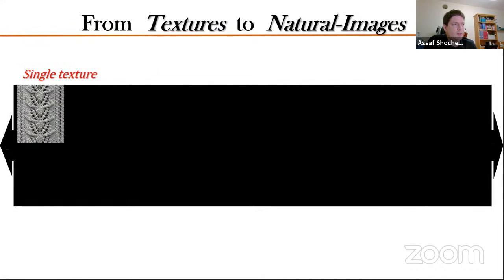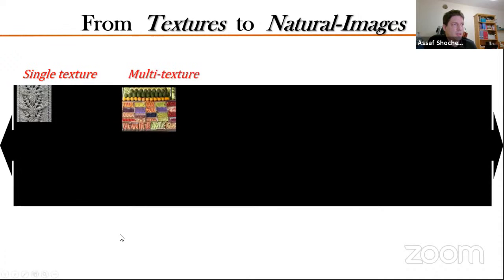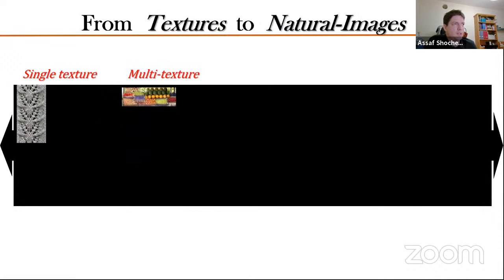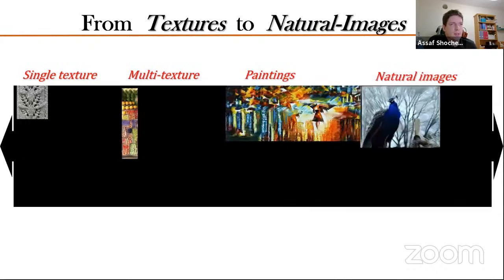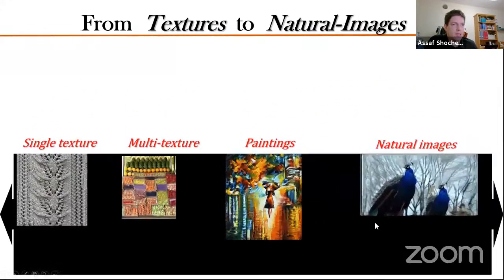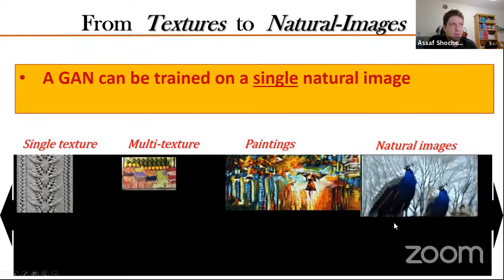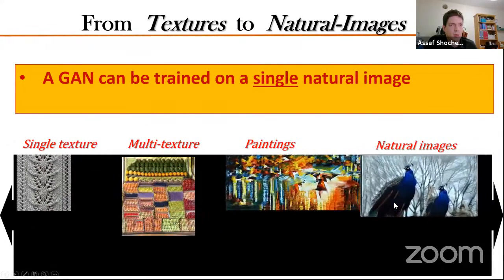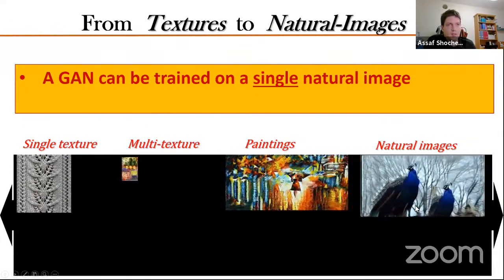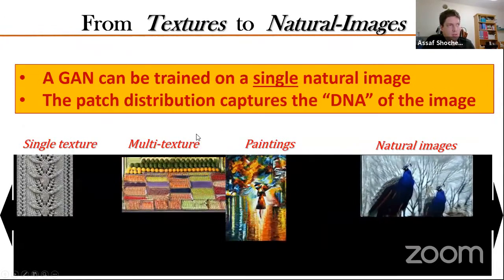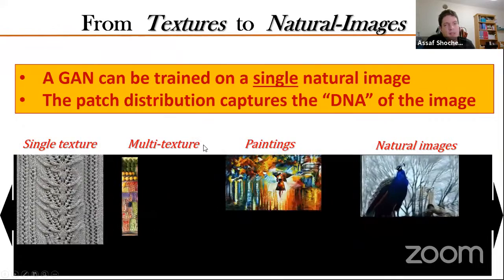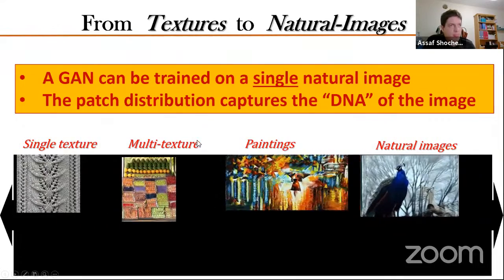And in a way, this creates a bridge, closing some gap between textures and natural images. So from single texture to multi-texture to texture-rich paintings, and throughout really natural images, you can see very big objects in the image, and this just adds another peacock when needed. And this is to show that the patch distribution captures this DNA of the image.